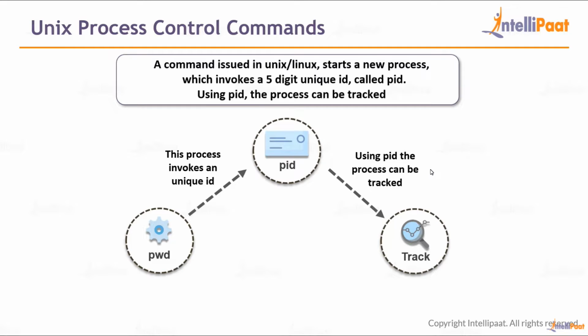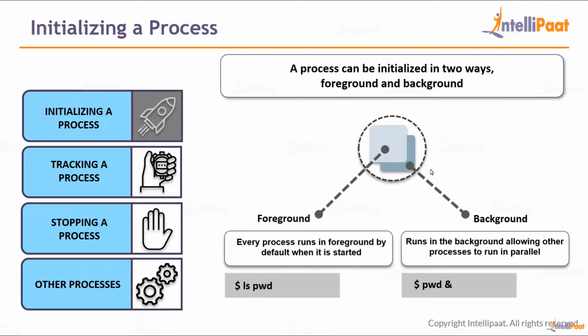Let's say I am trying to find a pattern in a particular document, or I'm trying to do an ls, or I'm trying to find the present working directory, pwd. When I type in pwd and hit enter, it will start a process with a unique ID. Once it is called, that process can be tracked using the process ID. That's what they mean to say here. So now: initializing a process, tracking a process, stopping, and other processes. We'll look at these steps.